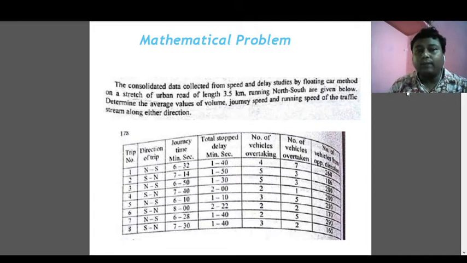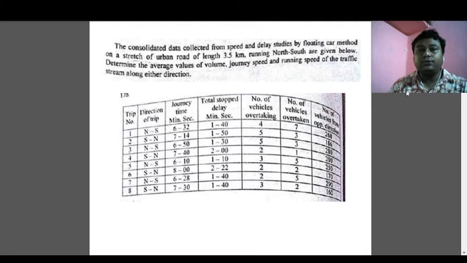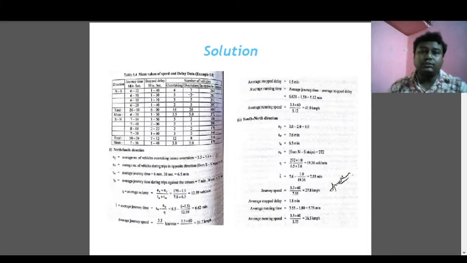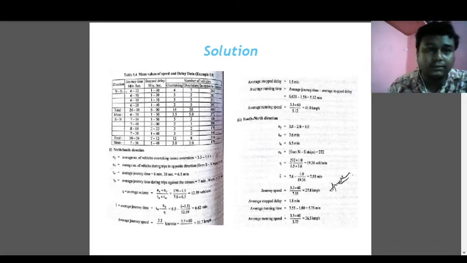Now we have to see how to solve this problem. If we see the problem, this is the value obtained. So we will summarize the table and make it simpler to find the value of the given parameter. If you see, the direction is north south.